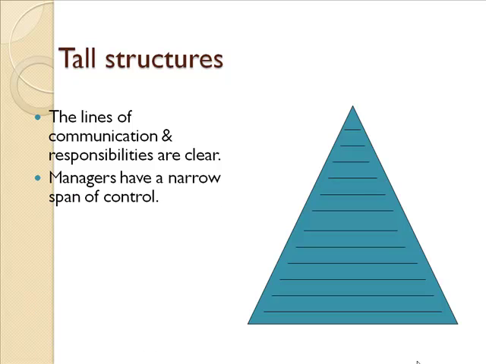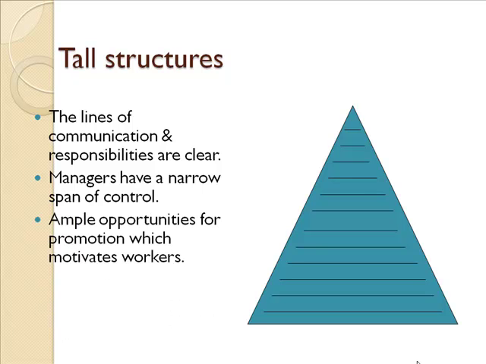The managers have a narrow span of control. Because the organization has lots of layers, it means that the amount of people per layer is a lot less, which means the manager above you has fewer people to look after, so their span of control is smaller and more manageable. And there is a lot of opportunity for workers to be promoted, because there are a lot of layers there, so there's more chance that you can get promoted and move to a higher layer.